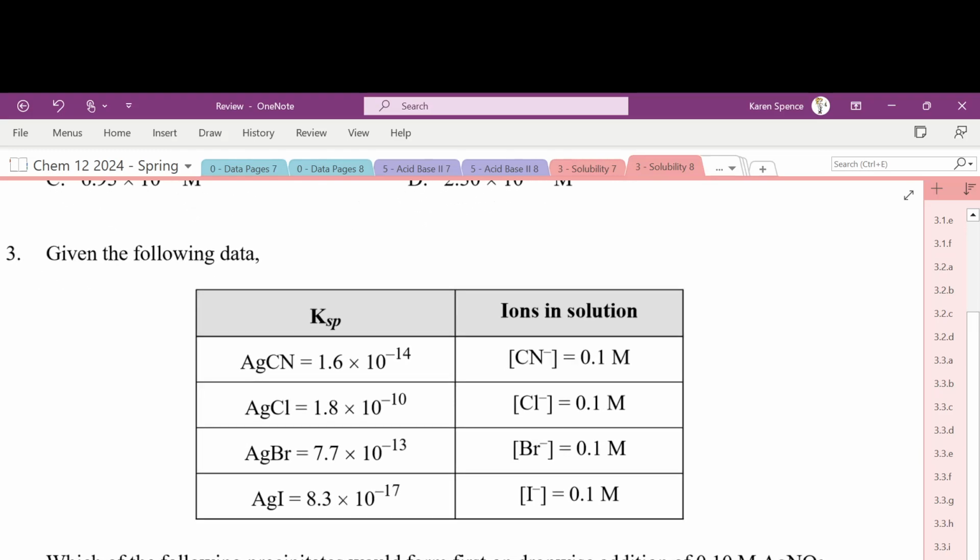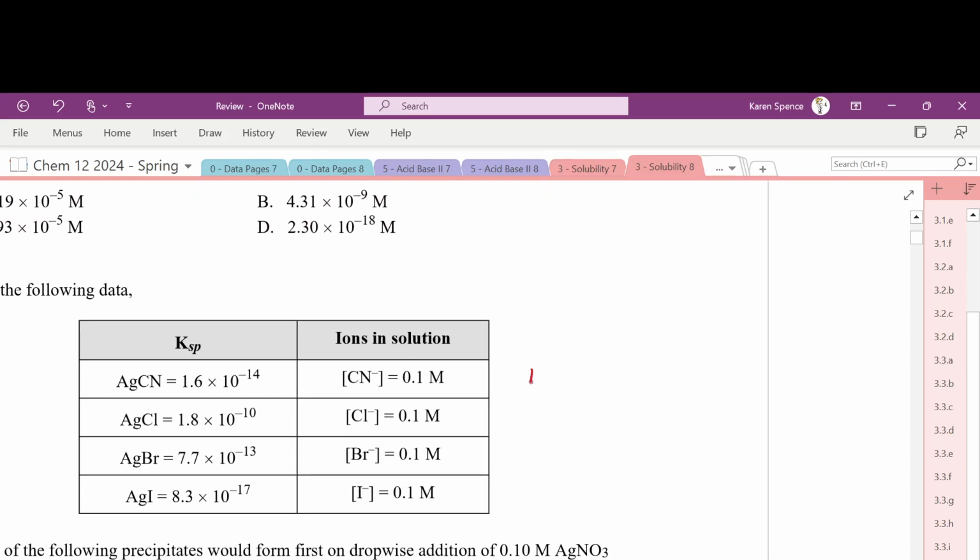Given the following data, which precipitate would form first upon dropwise addition? Do you guys know what dropwise addition means? It just means you take it and you add it drop by drop. Add a drop, add a drop, add a drop. So what you would do is you would have your 4 test tubes, and you would add 1 drop to each of them, and you would see what happens. And then you would add a 2nd drop to each of them and see what happens. And at some point, one of them is going to form a precipitate and the others will not.